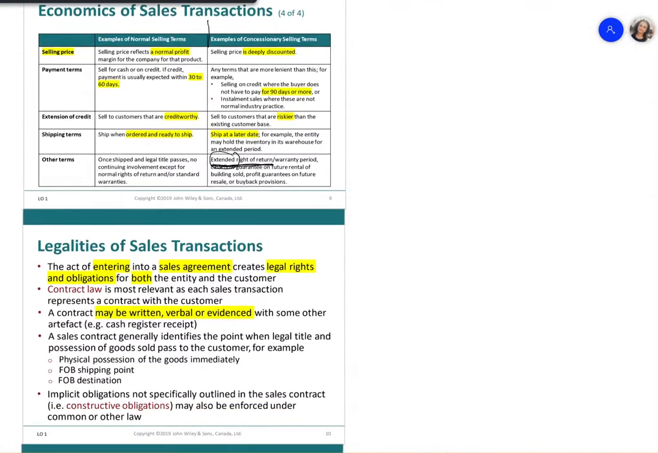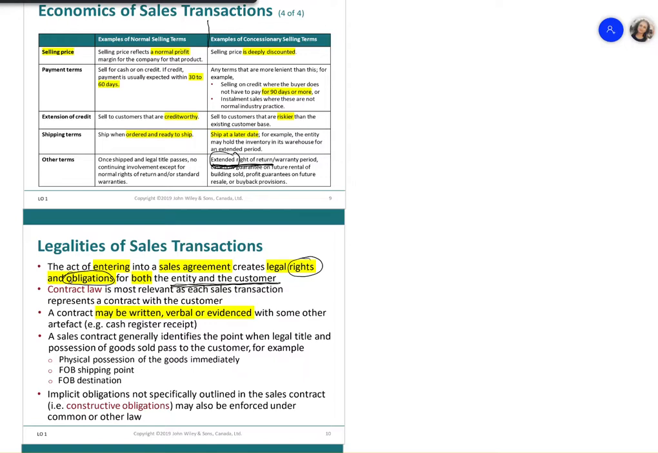Now, the next part of the transaction is the legalities of sales transactions. In other words, legal rights. The act of entering into a sales agreement creates a legal right and obligation for both the entity and the customer. As a business and a customer, when you enter into a sales agreement, it creates a right and an obligation, both for the entity and the customer.